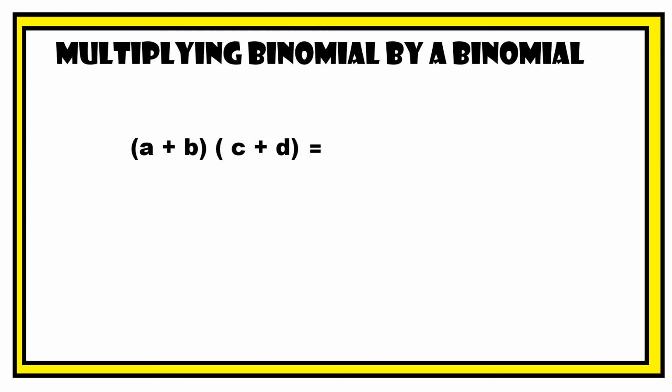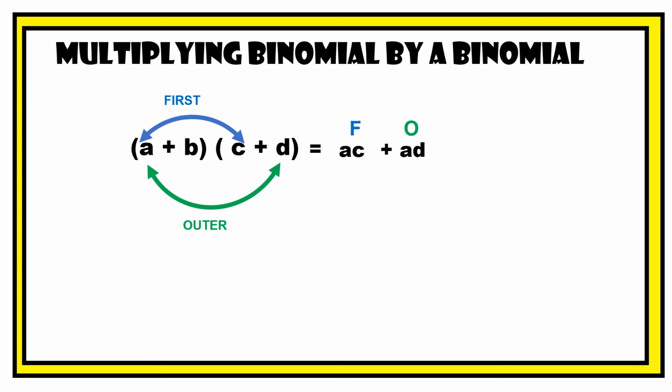Paano ba gamitin ang FOIL method? So, una, hanapin ang first term. Ang first term ay A at C. So, multiply natin yung first term. So, we have AC. Next, hanapin naman natin yung outer term. Ang outer term dito ay A at D. So, we now have positive AD. Next, yung inner term, ito ay B at C. So, multiply ang B and C. So, we have positive BC. Then, yung last term natin, ito yung B and D. So, we now have positive BD.